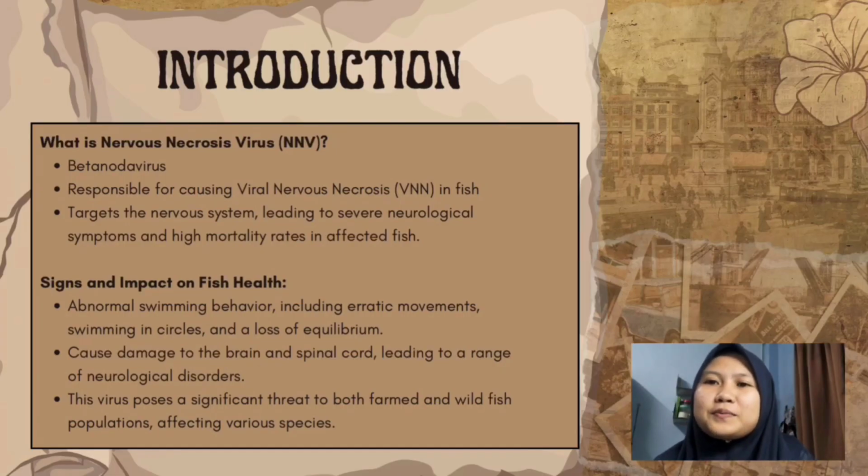First, what is NNV? NNV belongs to the betanodavirus genus and is responsible for causing viral nervous necrosis (VNN) in fish. This viral infection primarily targets the nervous system, leading to severe neurological symptoms and high mortality rates in affected fish. For the signs and impact on fish health, fish infected with NNV may exhibit abnormal swimming behavior, including erratic movement, swimming in circles, and a loss of equilibrium. Additionally, NNV can cause damage to the brain and spinal cord, leading to a range of neurological disorders. This virus poses a significant threat to both farm and wild fish populations, affecting various species.